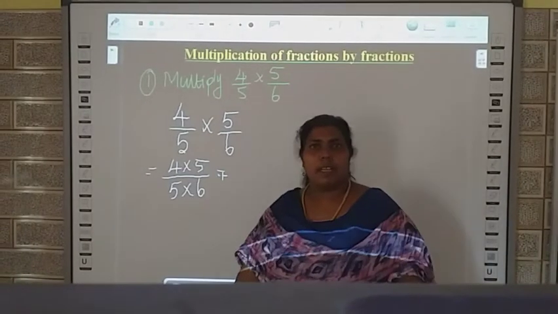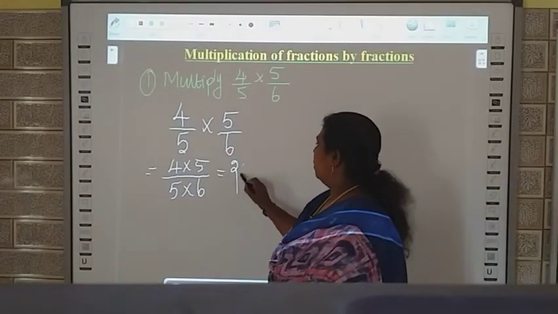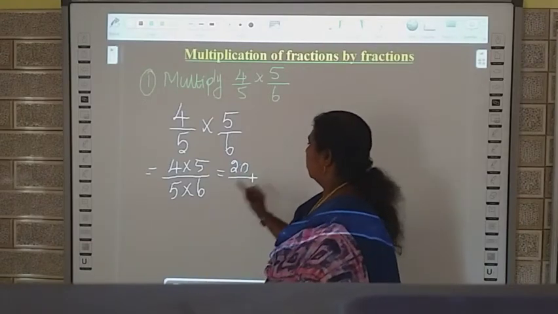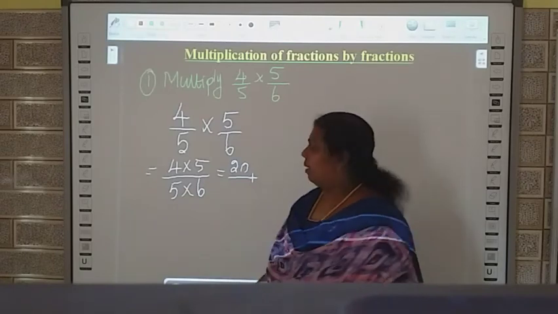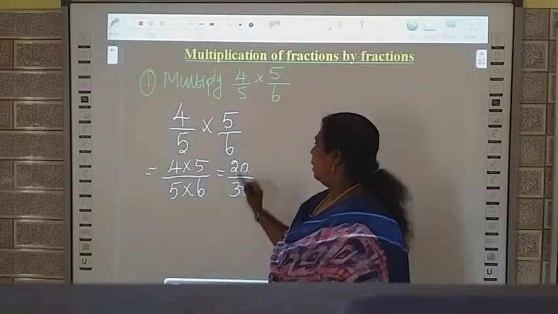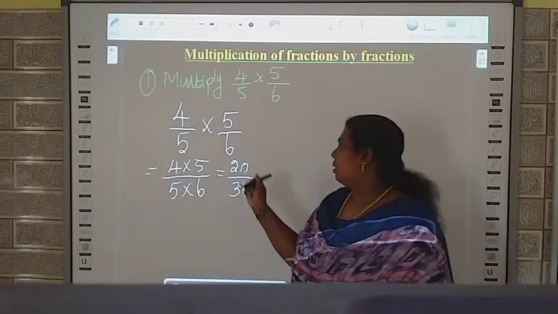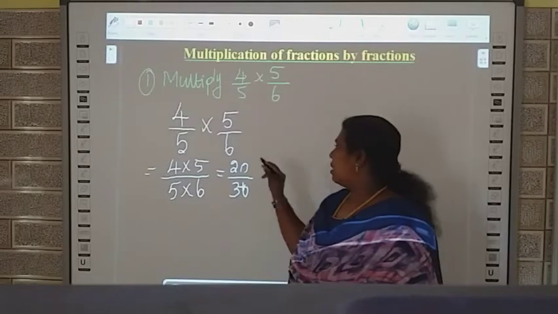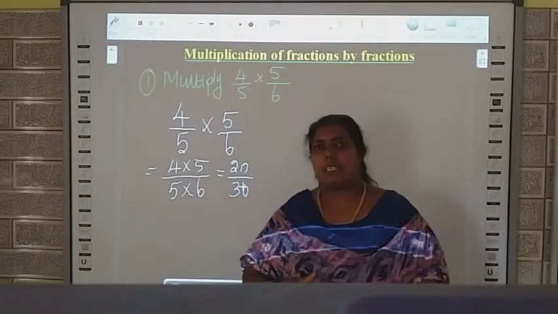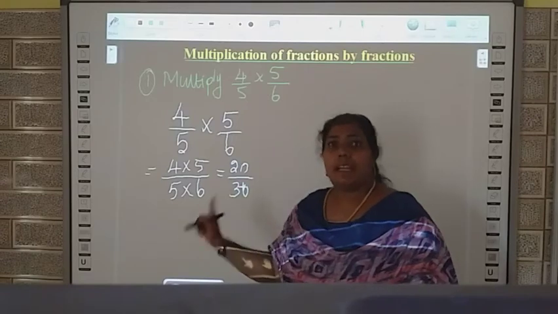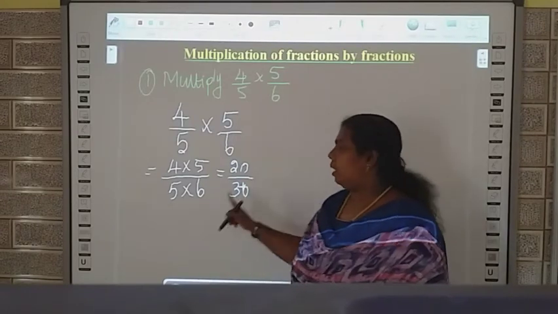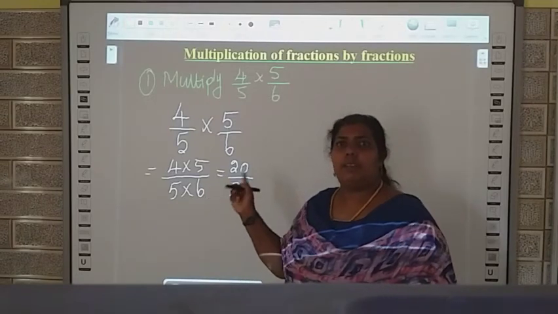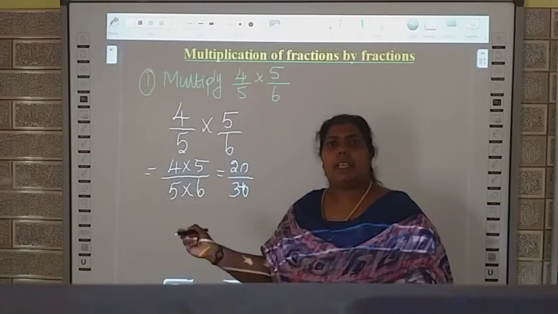4 times 5 are 20, divided by 5 times 6 are 30, right? Now check: 20 divided by 30. Is this fraction proper or improper? Proper fraction, right? But we can reduce it, isn't it? It's possible. So we can use the 10th table: 20 divided by 10, then 30 divided by 10, which means we can reduce the value.